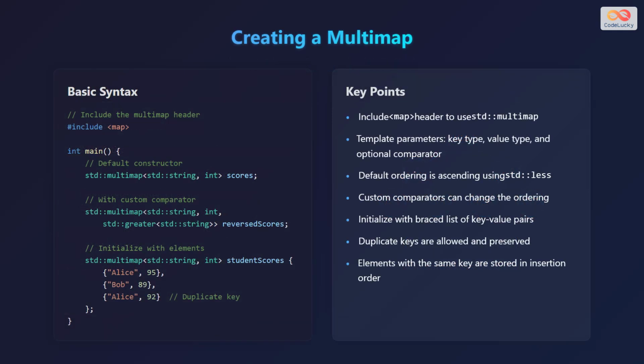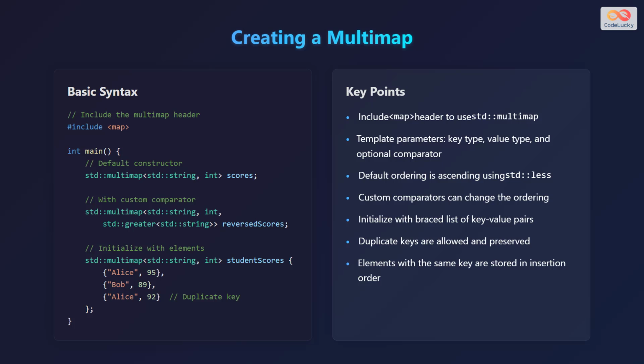Now let's see how to create a multimap in C++. To start, you need to include the map header using the statement #include <map>. Inside your main function or any other relevant scope, you can declare a multimap. The basic syntax is std::multimap, followed by the data type of the key and the data type of the value, enclosed in angle brackets.